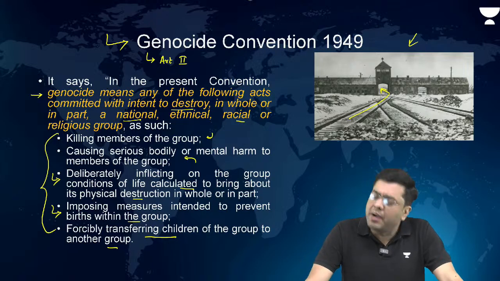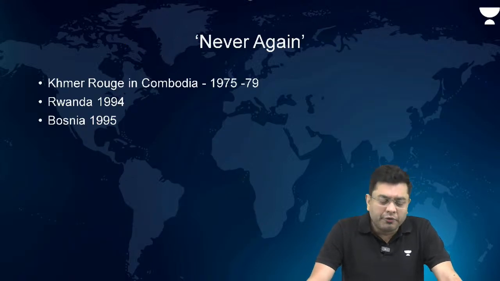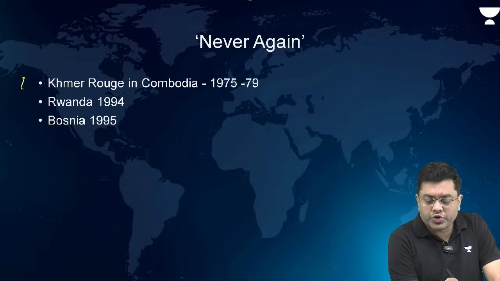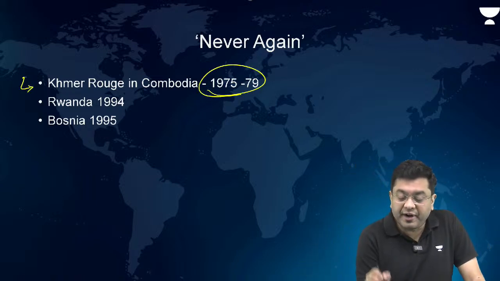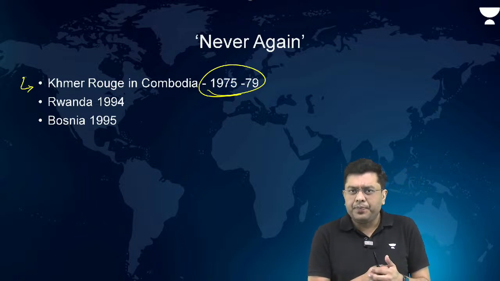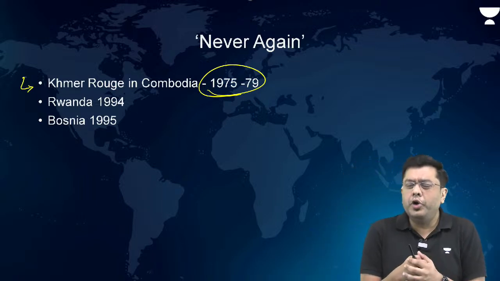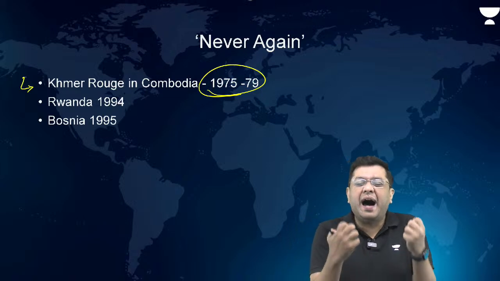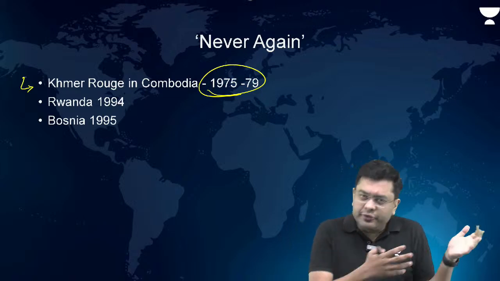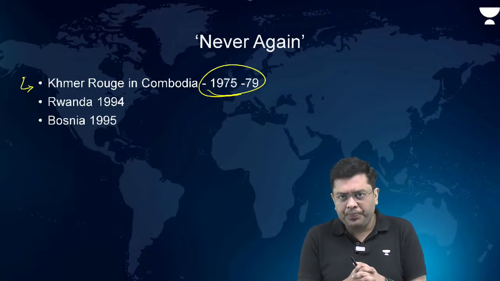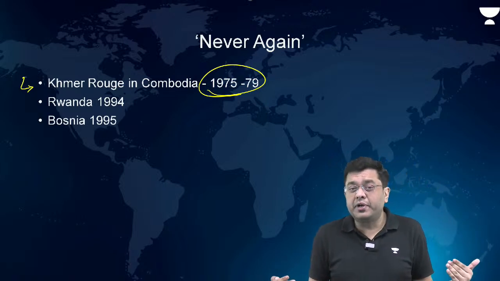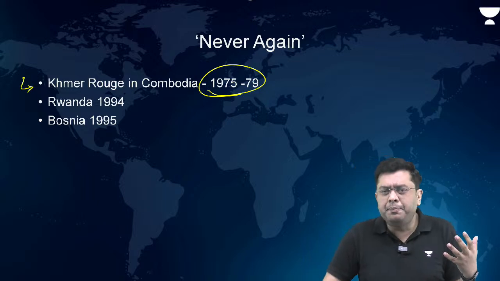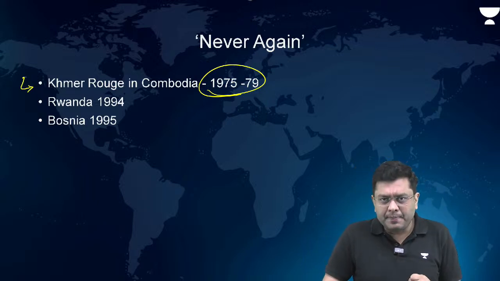But there were multiple events which have happened. For example, the Khmer Rouge in Cambodia, where between 1975 to 79, you had leaders in Cambodia who wanted to create an ideal communist state inspired by the Marxian thought. And that is where many hundreds and thousands, and as per certain calculation, millions of people were subjected to death.